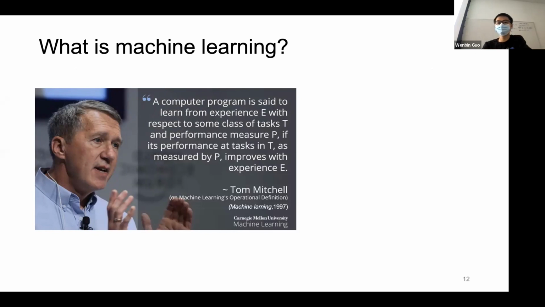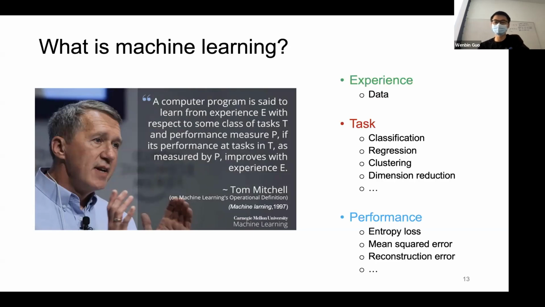Another professor at CMU gave a more appropriate definition: a computer program is said to learn from experience E with respect to some class of tasks T and performance measure P, if its performance at tasks in T, as measured by P, improves with experience E. So it's kind of wordy, right? Here he actually mentioned three important things.